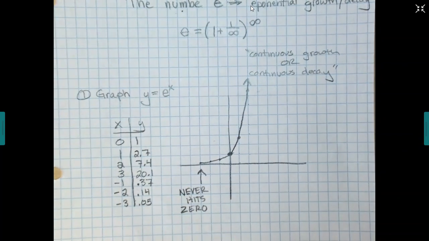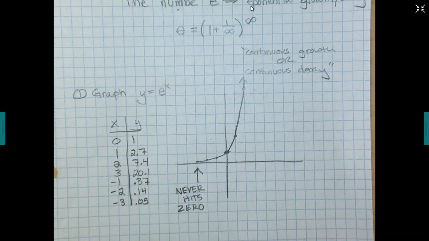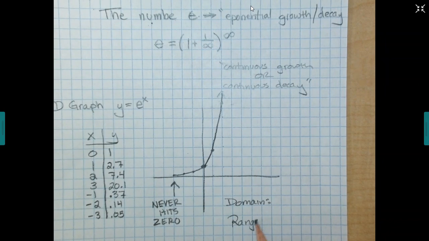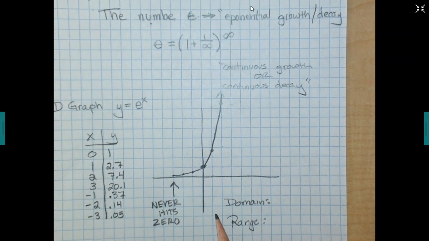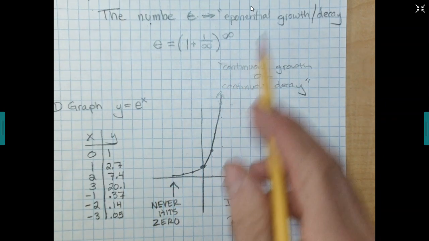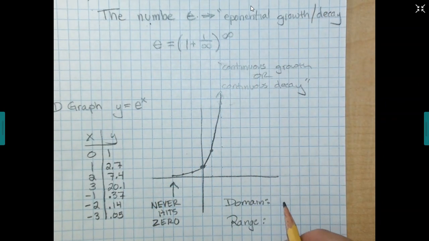It never actually hits 0. Last piece for this exponential growth, what is our domain? And what is our range? A domain, what x values do we have? Well, it can go on this way forever. It can go on this way forever. So our domain is all real numbers.